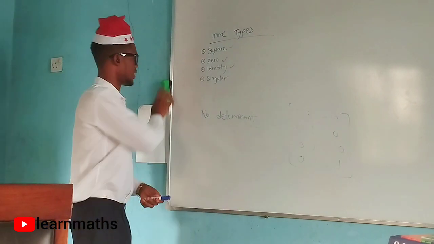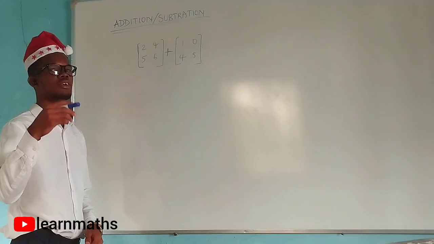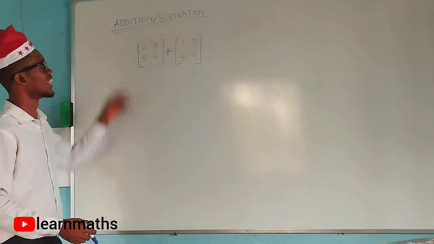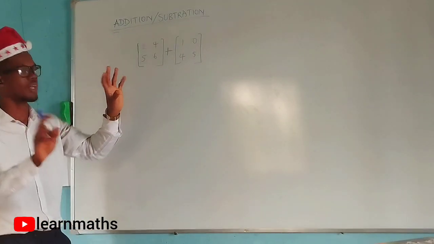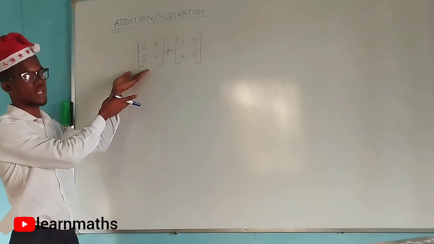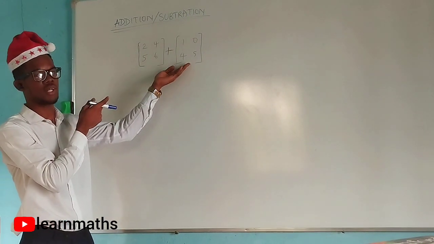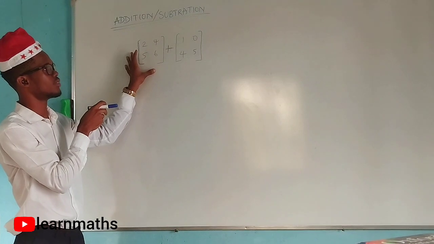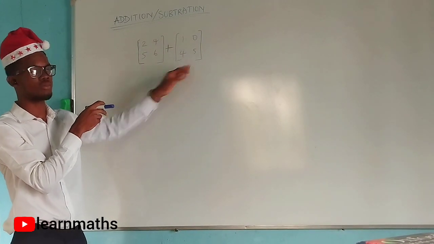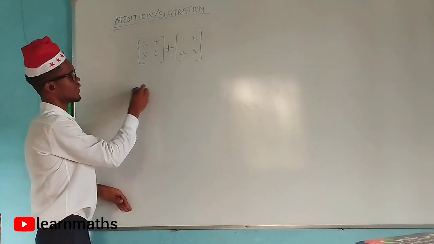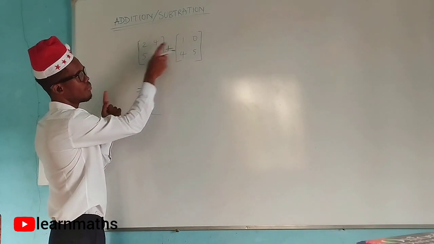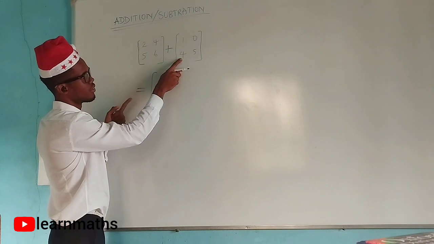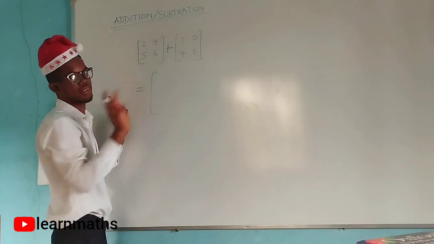Let's proceed with addition then. Alright, so starting with addition and subtraction, let's look at this example, right? Now look here, we have two matrices. This is a 2 by 2 matrix, right? This is also a 2 by 2 matrix. Now I want to add this 2 by 2 matrix with this 2 by 2 matrix. So what's going to be the answer? We're going to have 2 plus 1, right? 4 plus 0, 5 plus 4, then 6 plus 5, as easy as that, right?